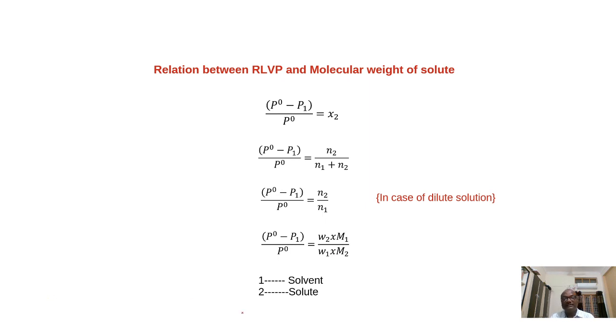So with the help of this equation, we can calculate the molecular weight of solute. This is the equation which gives a relationship between RLVP and molecular weight of solute. So (P0 minus P1) by P0 is called RLVP, and here M2 is the molecular weight of solute. Also you can observe that RLVP is directly proportional to number of moles of solute. That's why we say the RLVP depends on the number of moles of solute particles in the solution. That's why RLVP is a colligative property. Like that, we can mathematically prove the relation between the RLVP and molecular weight of solute.